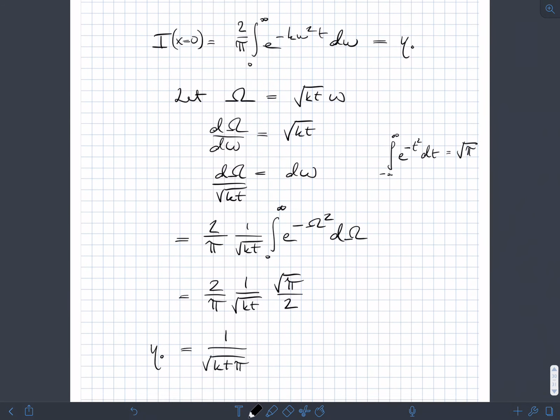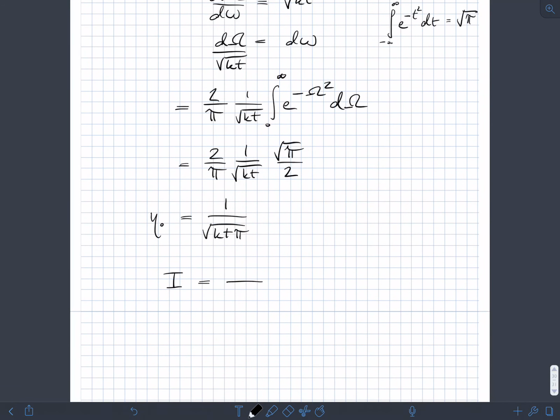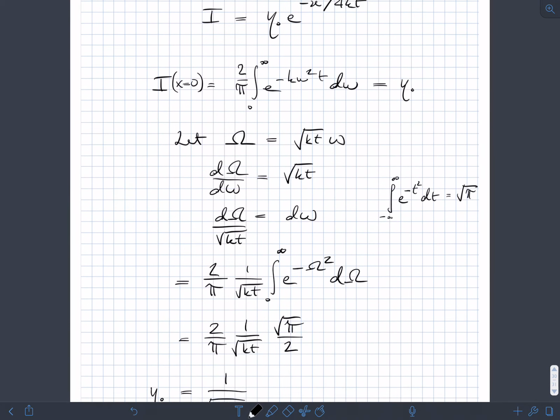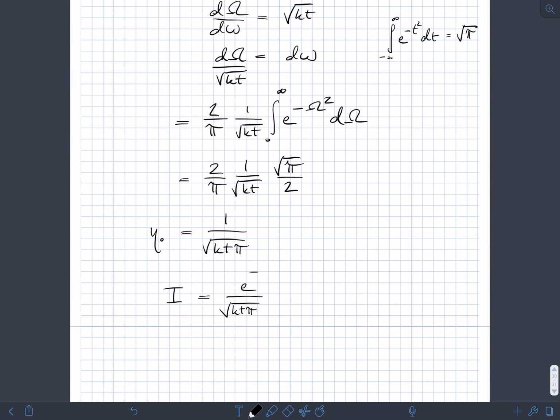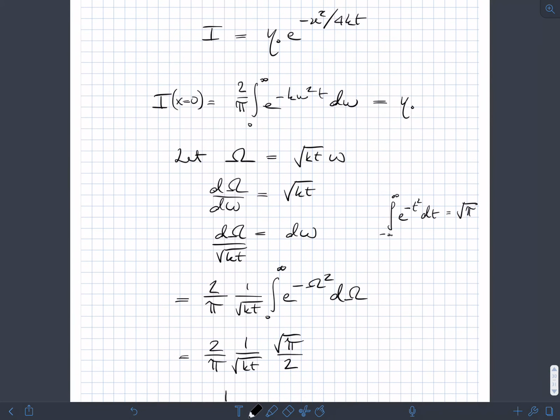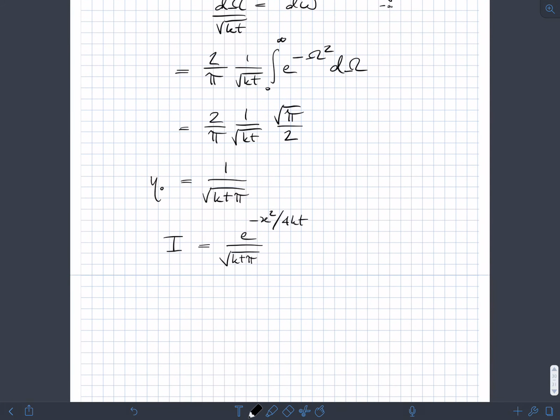I is equal to this guy, 1 over kt pi, e to the negative x squared over 4kt. I think that was right. Yep. Cool. And I guess that's it. So that was a cool integral. I don't know, that was probably one of the coolest integrals I've done for a while.